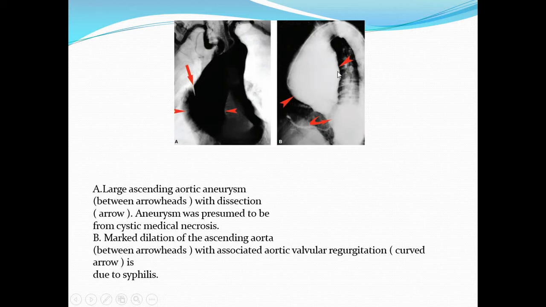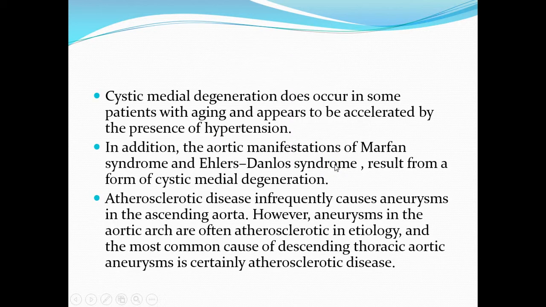And you can see here also a large dilatation of the ascending aorta, representing an aneurysm with valvular regurgitation due to syphilis. You can see the contrast passing to the right atrium, which is not normal, indicating a valve regurgitation. Cystic medial degeneration does occur in some patients with aging and appears to be accelerated by the presence of hypertension. In addition, the manifestations of Marfan syndrome and Ehlers-Danlos syndrome result from cystic medial degeneration.